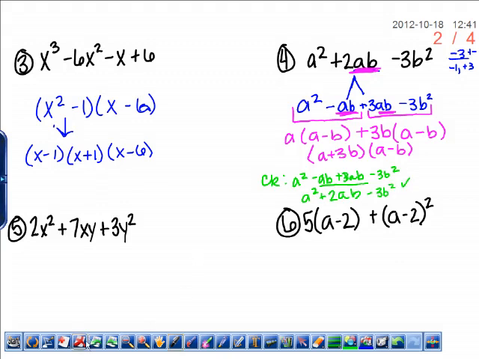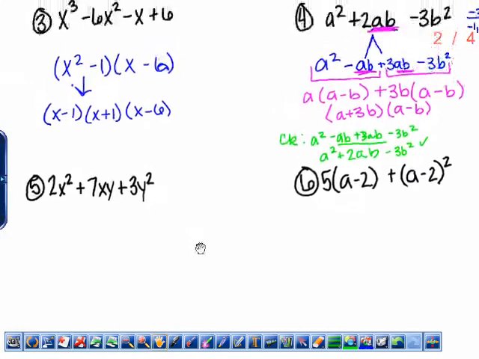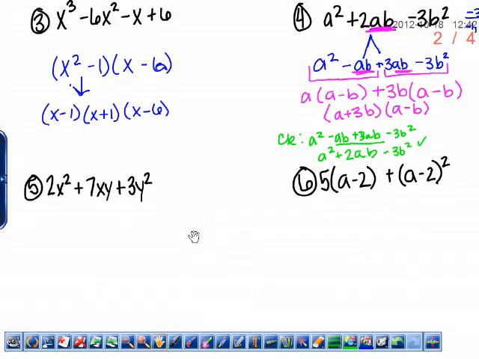All right, let's try it again. Like number 5. Two x squared plus 7xy plus 3y squared. It's a trinomial. So we're going to treat it like a trinomial. There's no GCF, so I can't pull anything out. So we start by multiplying our a value and our c value. 2 times 3 is 6. So we want positive, positive, or negative, negative. Which one? Positive, positive, and what do we want? Plus 1 and plus 6.